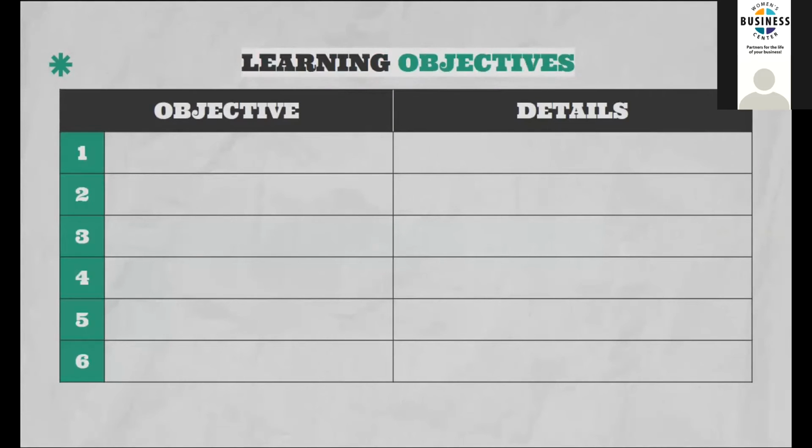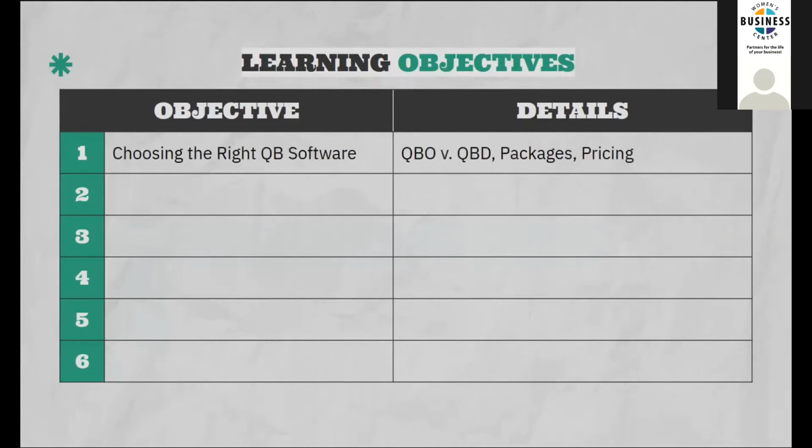I'm just going to jump into our learning objectives. If time allows, these are the things we'll be covering here. Choosing the right QuickBooks software. We've got some acronyms: QBO is QuickBooks Online, QBD being QuickBooks Desktop. We'll look at some of the different packages and pricing. Section 2 will cover some basic navigation. We'll be using Business View, and I'll show you what that is.